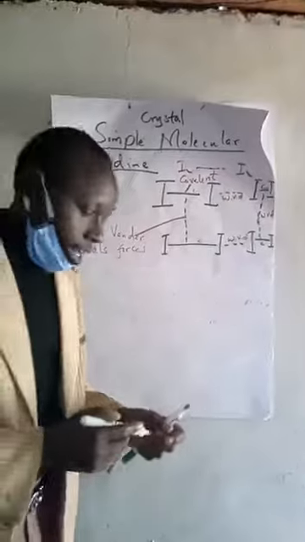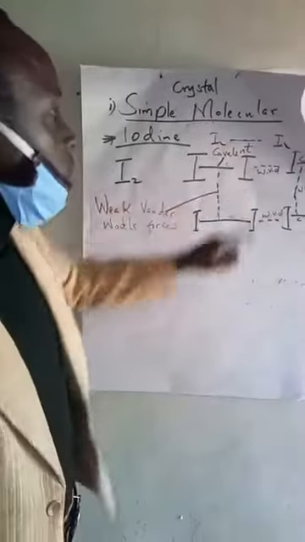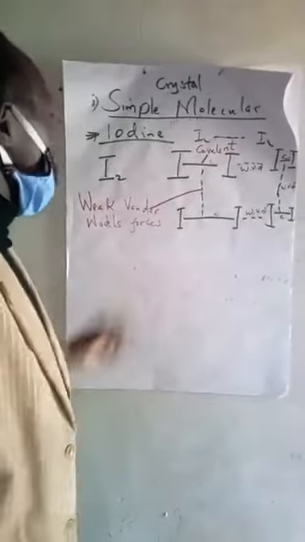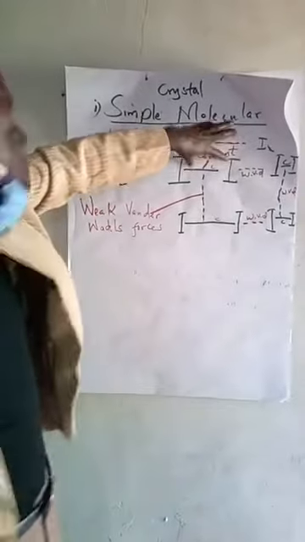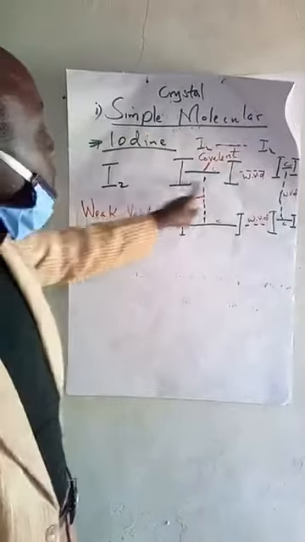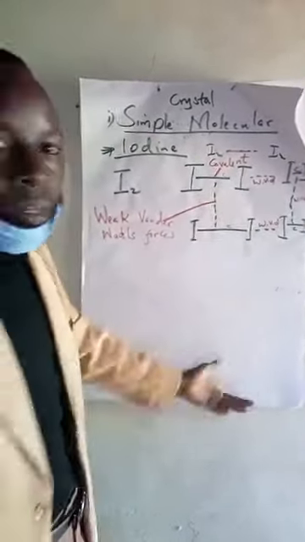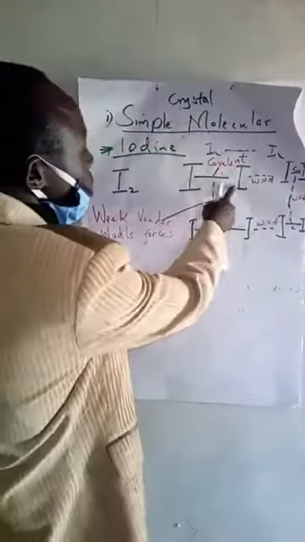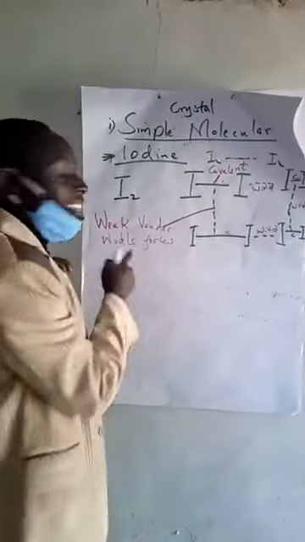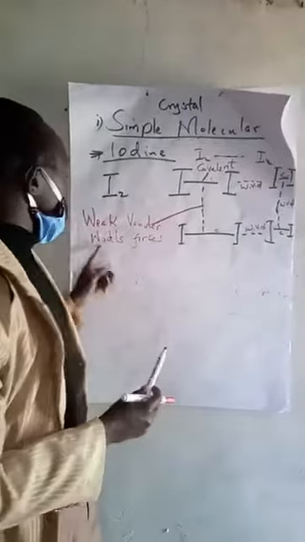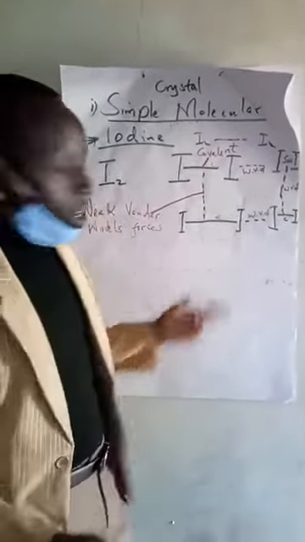In other words, this covalent bond is intramolecular, between the atoms. So it is intramolecular or interatomic, if you like. Now this one, weak van der Waals force of attraction, is intermolecular.